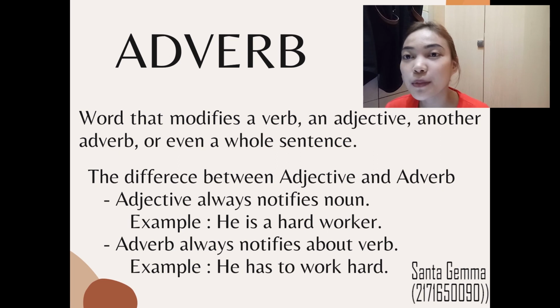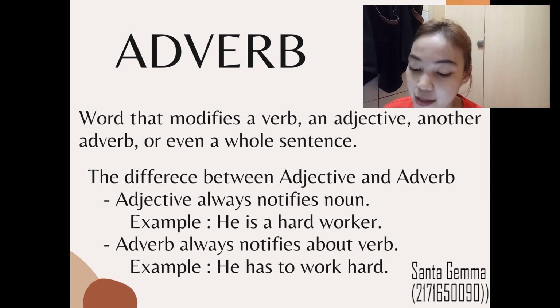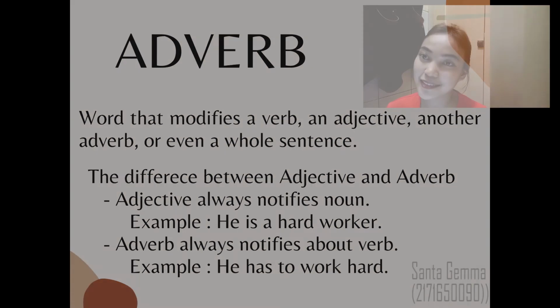Now I want to tell you about what is adverb. Adverb is word that modifies a verb, an adjective, another adverb, or even whole sentence. The difference between adjective and adverb is 1. Adjective always notice noun. Example, he is a hard worker. 2. Adverb always notice about verb. Example, he has to work hard.